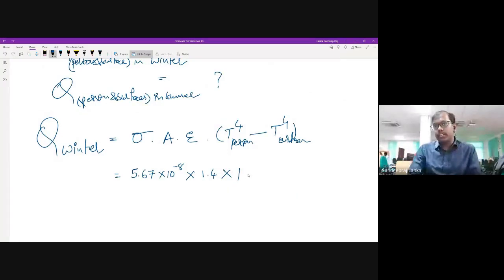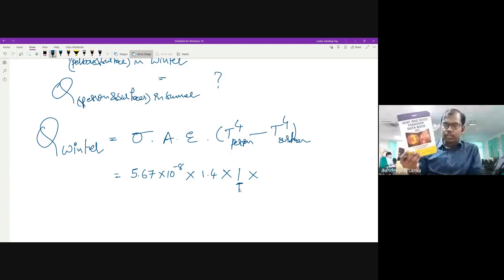Okay, if it is given, you have to take it. If it is not given, you cannot take it. So you can take it as 1 for now. But strictly speaking, when it comes to examination, you have to use the data book. Go to the data book and you may use the value that is there in the data book.